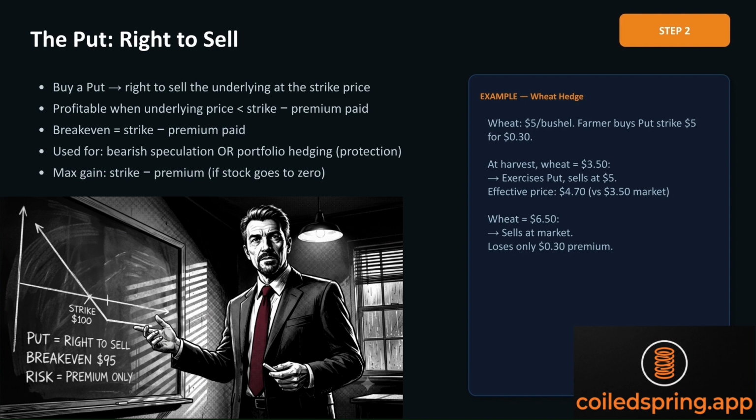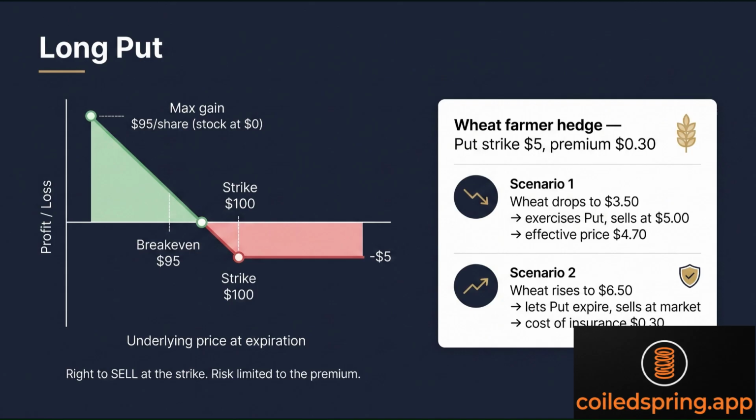What's the maximum gain? If the stock falls all the way to zero, which is extreme but theoretically possible, you can sell at the strike price while the market offers nothing. So your maximum gain is the strike price minus the premium paid. On a $100 strike put costing $5, that's $95 per share or $9,500 per contract.